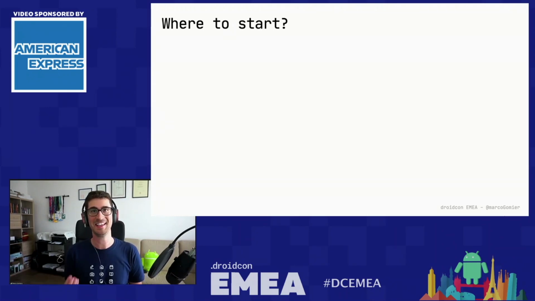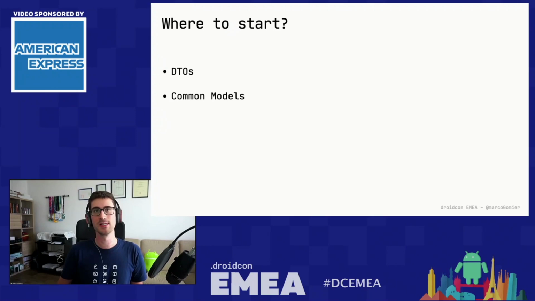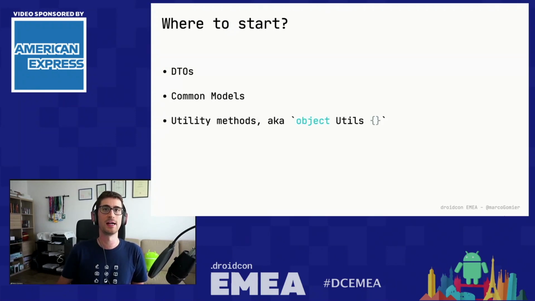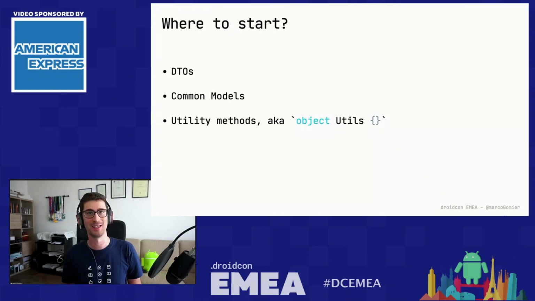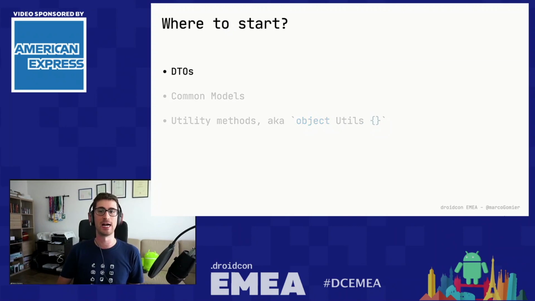Okay, but in reality, what are these examples? You can start from DTOs, or common data models, or the utility methods that every project has. And at Univer, we decided to start from DTOs. And now you can understand why I told you the first story.